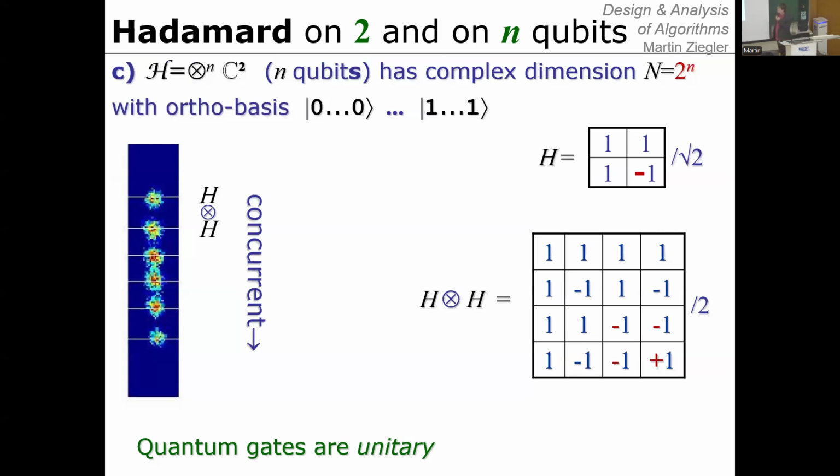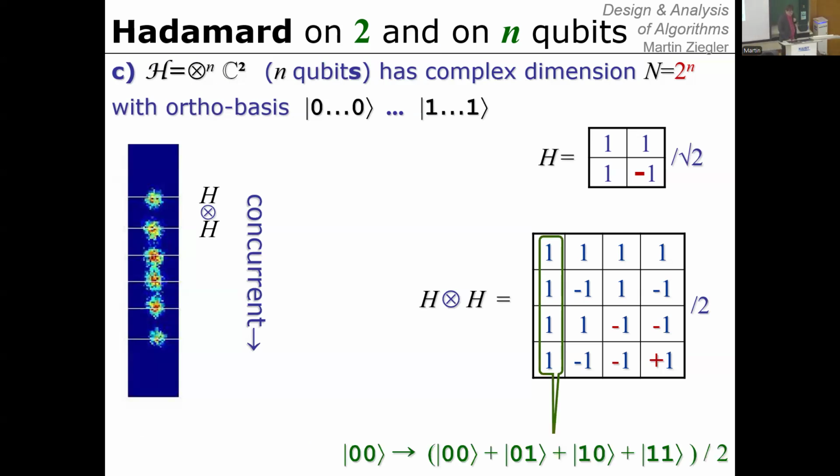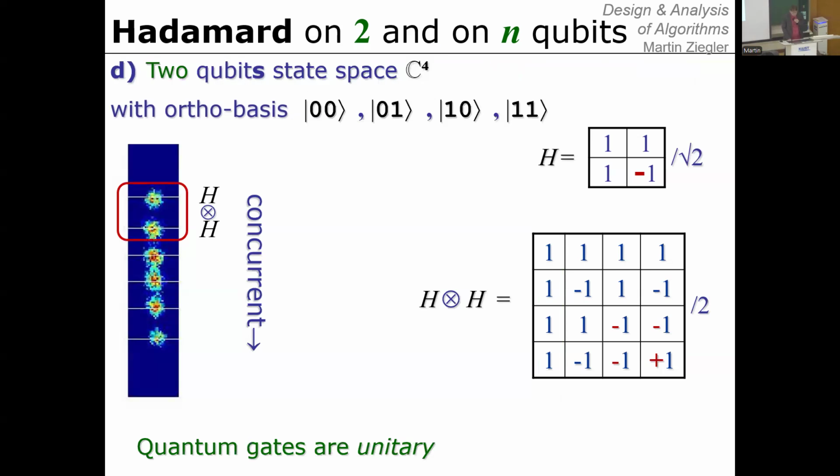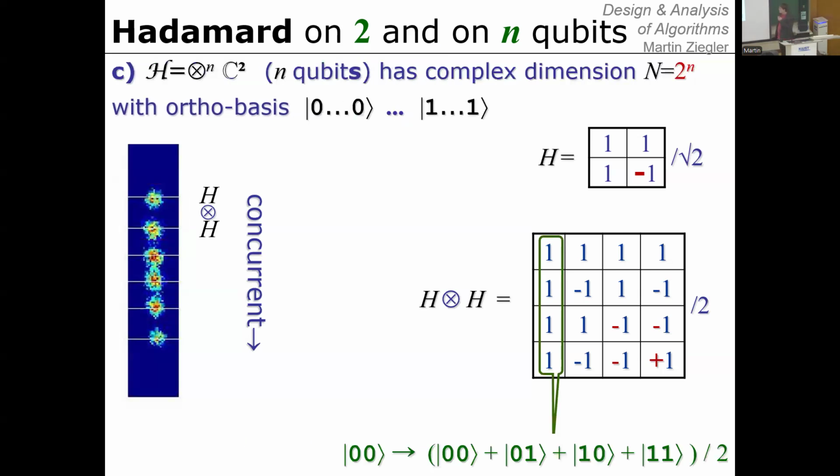And if we have Hadamard gates not on 2, but on 3, 4, 6, or n qubits, right, before we proceed to n qubits, observe the output. So if we start this with the same initial state, 0, 0, as in the previous slide, what will be the state after this 2-qubit Hadamard gate? Well, it will be the first column, right? 0, 0 is the first basis vector. First column is the result after this operation.